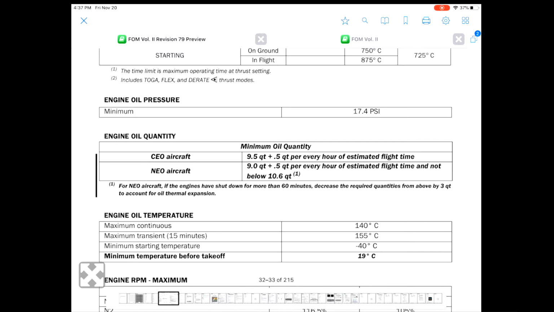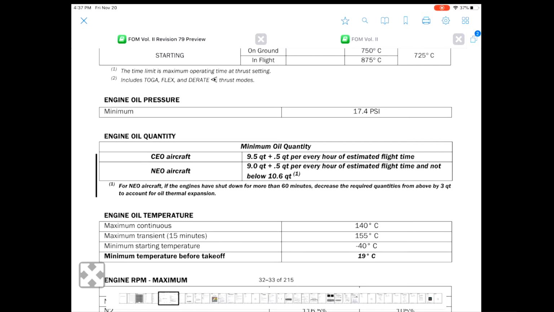This is a picture perfect example of why we needed to change from the 11, because if we used 10.6 as the base and I added the 3, it'd show 13.6, and that's actually over 1.5 quarts more than that airplane really needed. Okay. So that's the reason why we separated the NEOs versus the COs.